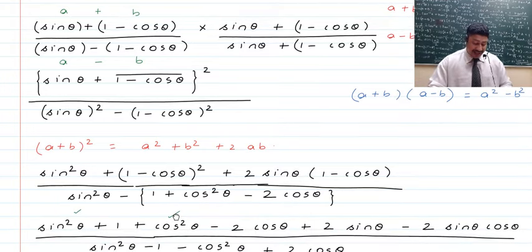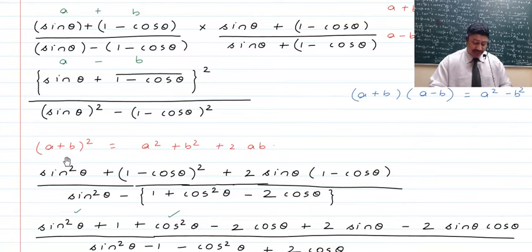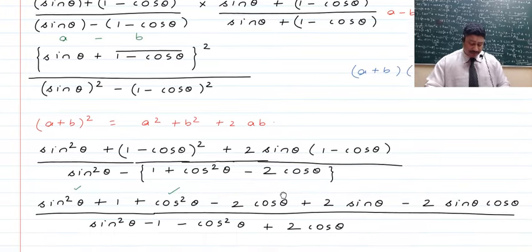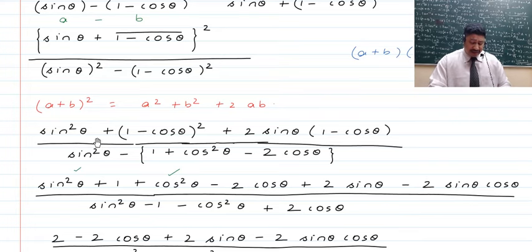Now further applying this, we now have in the numerator a plus b whole square, which can be written as a square plus b square plus 2ab, and in the denominator, we have a square minus b square, so as such sine square theta minus 1 minus cos theta whole square, which is 1 plus cos square theta minus 2 cos theta. Now further here what we do is we multiply these terms with the minus sign in the next step to get sine square theta minus 1 minus cos square theta plus 2 cos theta.